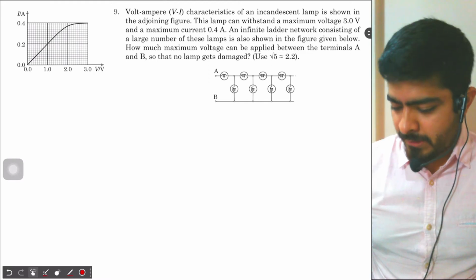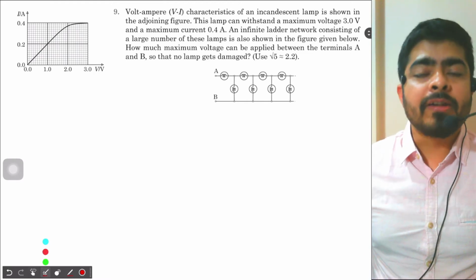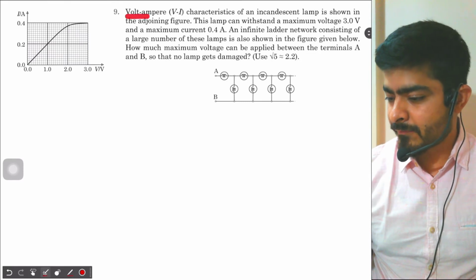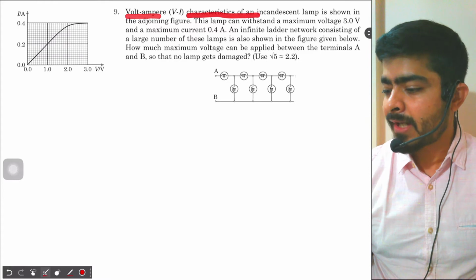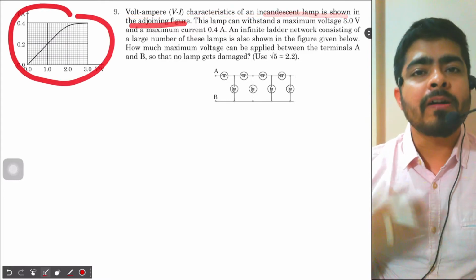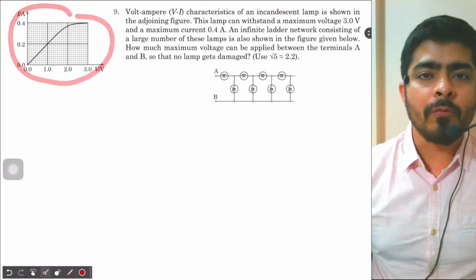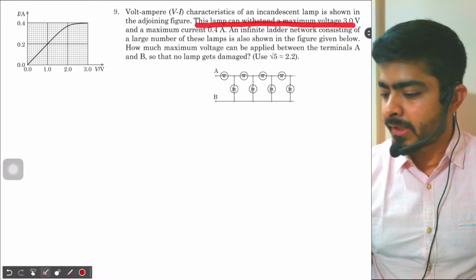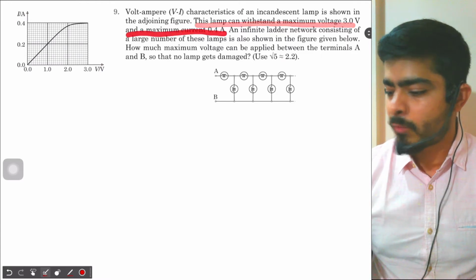Hello students, so here we have a question from chapter number 13 of Pathfinder, which is electric current. The question says volt ampere characteristics of an incandescent lamp is shown in the adjoining figure. So here we have a graph relating the voltage and the current of a lamp. This lamp can withstand a maximum voltage of 3 volt and a maximum current of 0.4 ampere.